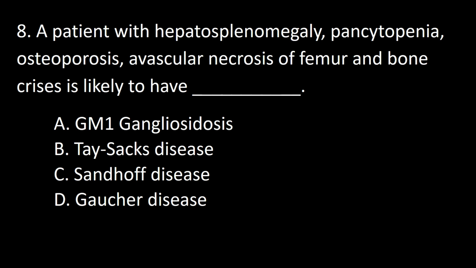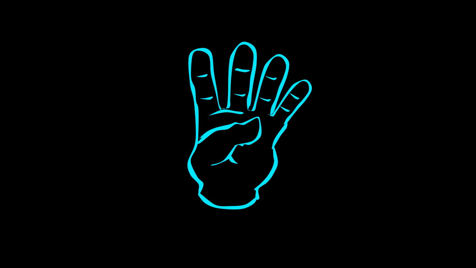Next question. A patient with hepatosplenomegaly, pancytopenia, osteoporosis, avascular necrosis of the femur, and bone crisis is likely to have A. GM1 gangliosidosis, B. Tay-Sachs disease, C. Sandhoff disease, D. Gaucher's disease. This question names 4 conditions. 3 of them you have already heard.